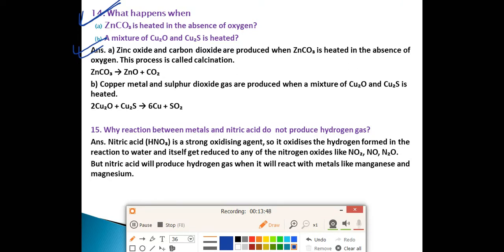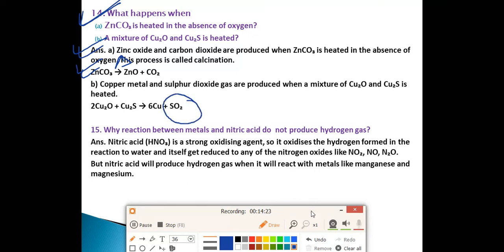So zinc carbonate is a carbonate ore. So what it will do? We have to heat that zinc carbonate in the absence of oxygen and we will get zinc oxide and carbon dioxide. You can see the reaction. When zinc carbonate is heated in the absence of oxygen, we get zinc oxide and carbon dioxide. Next question, a mixture of copper oxide and copper sulfide is heated. When a mixture of copper oxide and copper sulfide is heated, we get copper metal and along with that we get a gas called sulfur dioxide gas.